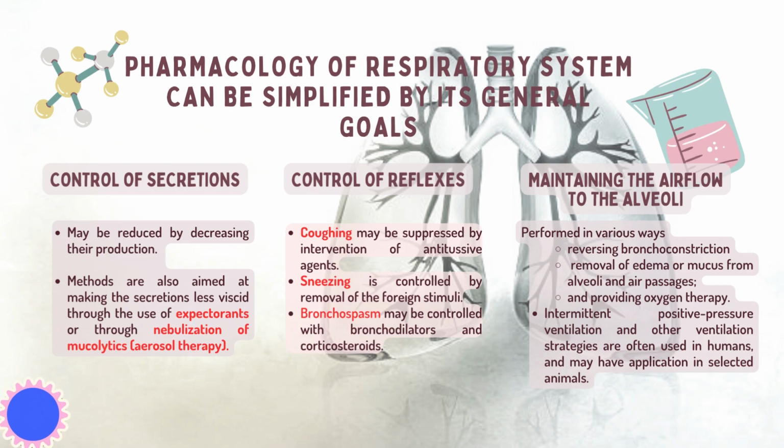First, reversing bronchoconstriction, then removal of edema or mucus from alveoli and air passages, and providing oxygen therapy. Intermittent positive pressure ventilation and other ventilation strategies are often used in humans and may have application in selected animals.